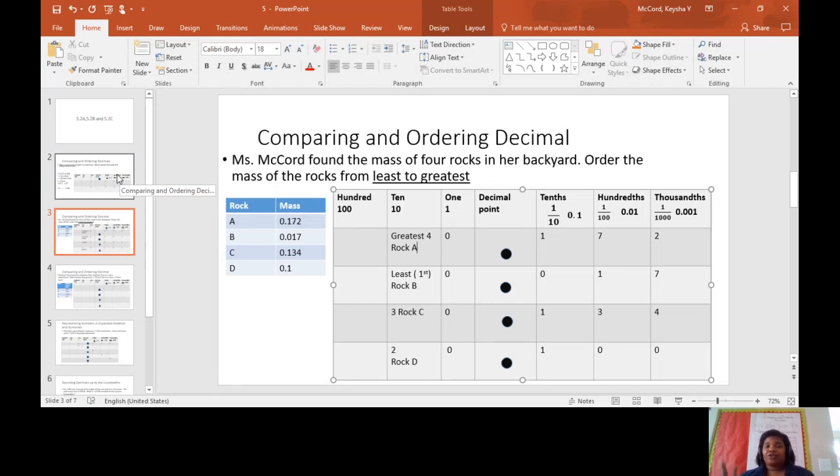So far we have compared 2 decimals. We have organized decimals from least to greatest. And this is the same procedure that you will use to organize any set of decimals from greatest to least or least to greatest. You put them in the place value chart and you start comparing them. Okay. Now let's look at one more type of problem and then that will be it.